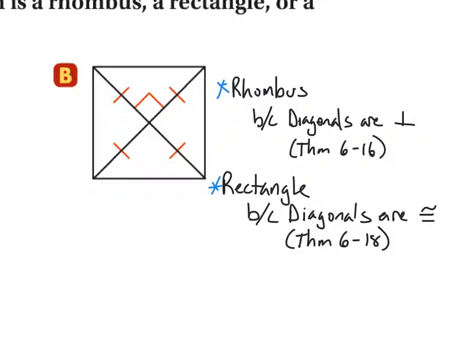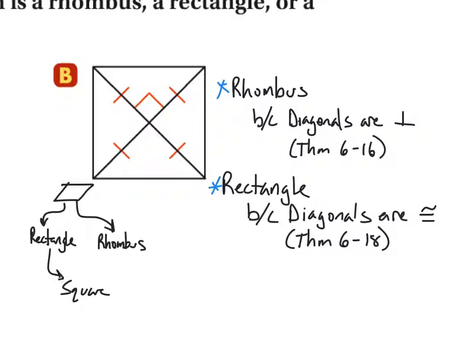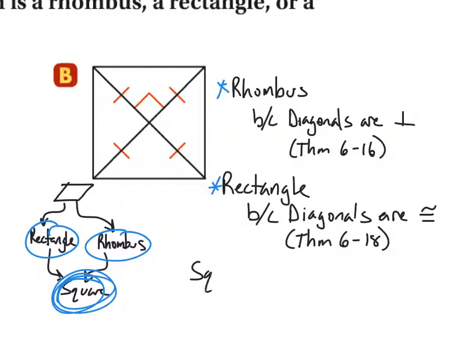Okay? If it's both a rhombus and a rectangle, if you look at your flow chart, remember, it comes down from a parallelogram, and it says, okay, over here are rectangles, over here are rhombuses, but then square is down here. And square comes from both a rectangle and a rhombus. Okay, so if it is both of these, that means it must be a square. Okay? And it's a square, and I want to do a reason for that.